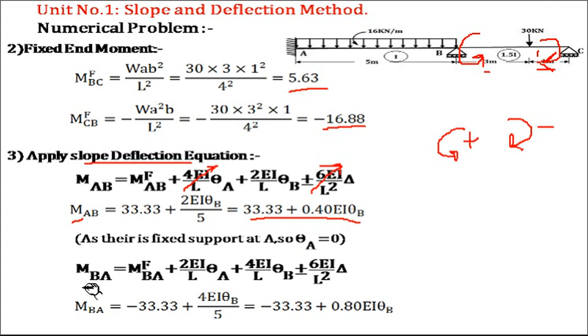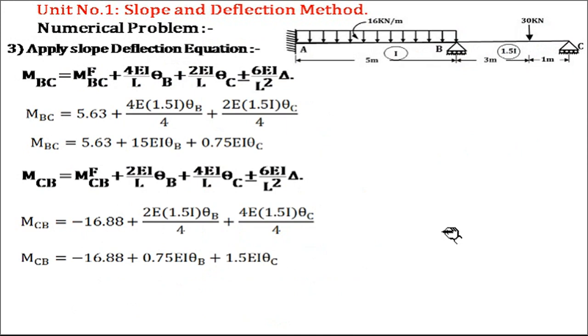Applying slope and deflection equation for member BA, putting the value of slope and deflection, fixed moment, and length. Here again theta A and the delta term are equal to 0. So we get the equation for member BA as minus 33.33 plus 0.8 EI theta B.